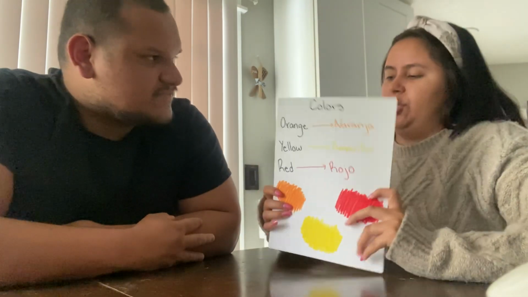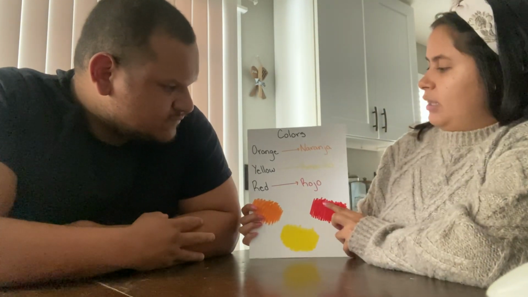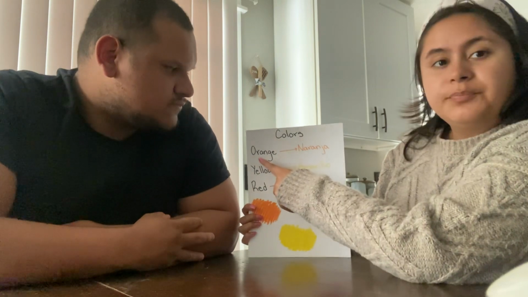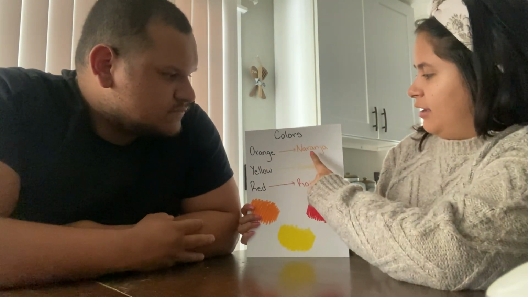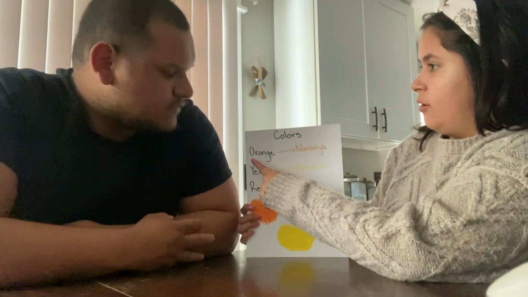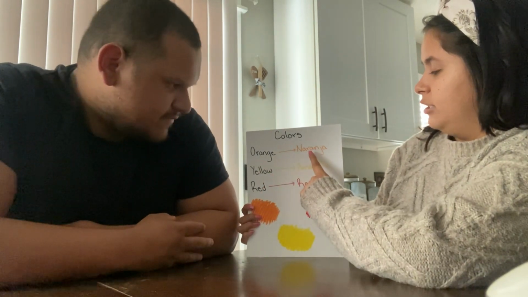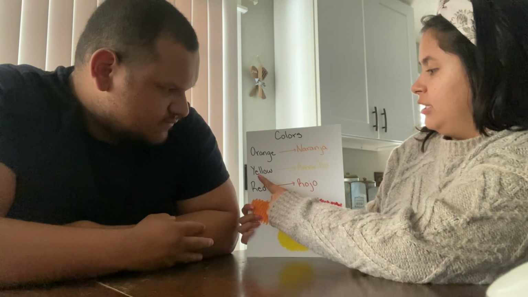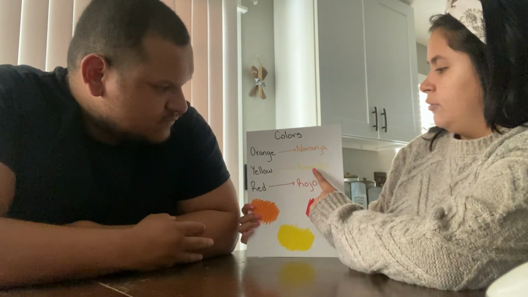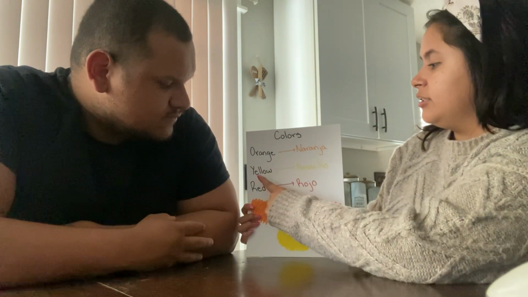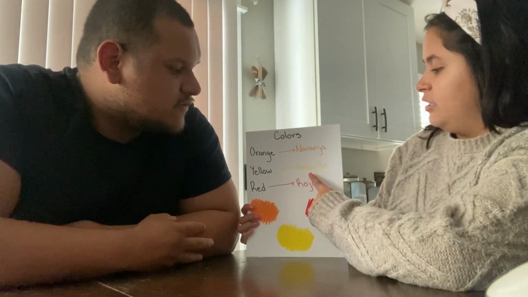Okay, let's start with our colors first. So we have orange in English and naranja in Spanish. What was it in English? Orange. And in Spanish? Naranja. Good job. We have yellow in English and amarillo in Spanish. What was it in English? Yellow. And in Spanish? Amarillo.